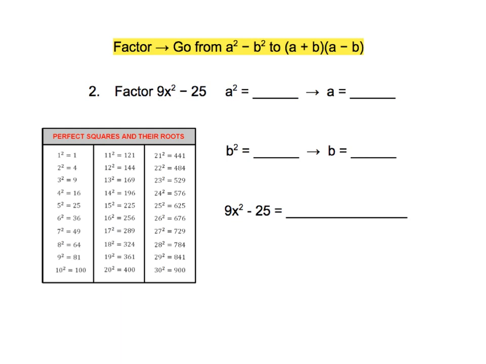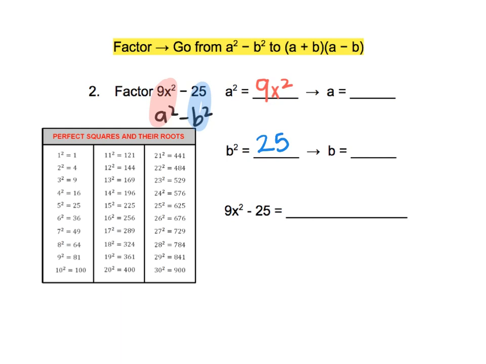All right, for the second one, we're doing the same thing. Go from a squared minus b squared to a plus b times a minus b. The first thing to ask is what is a squared? Remember this equation here, we have a squared minus b squared. So what's in the same spot as a squared? Well, it's 9x squared. And while we're at it, what's in the same spot as b squared? Well, that's 25.